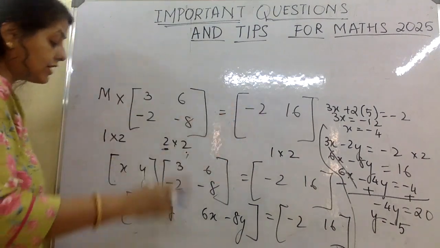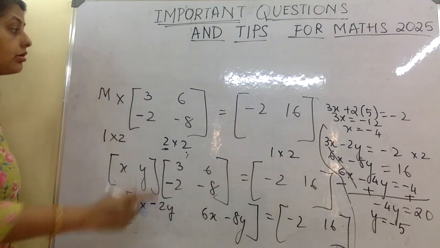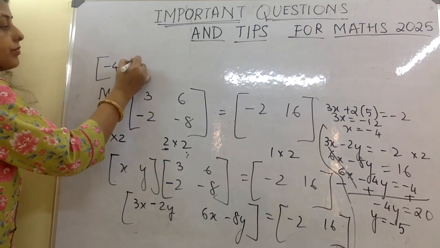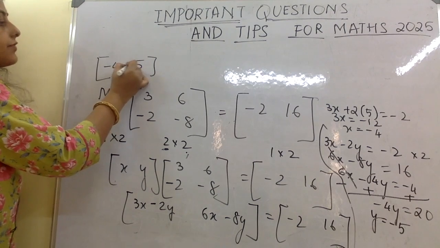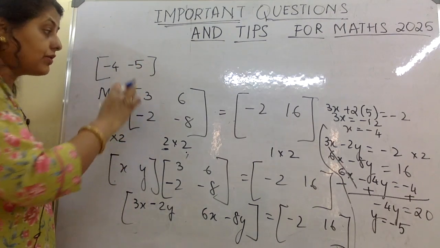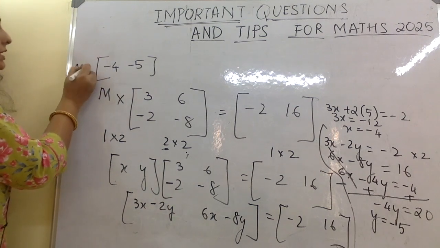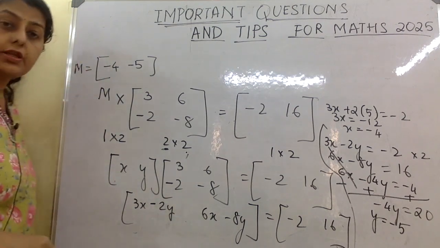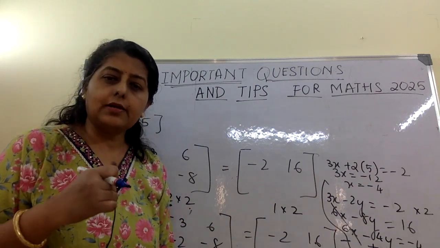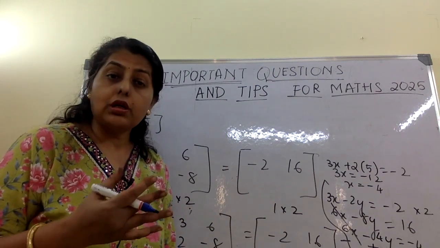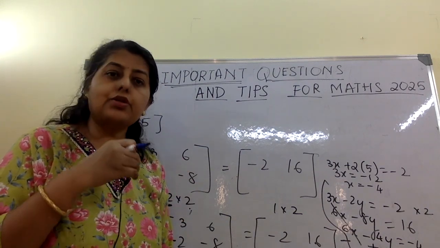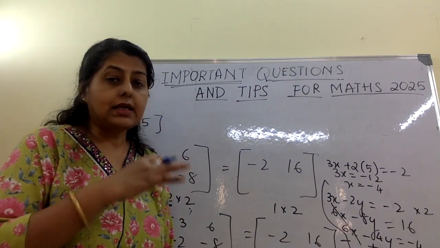So don't leave it like that. I've got my x and y, but the final answer should look like this. It should be minus 4, minus 5 as your final answer. You have to give them M is equal to, write that. They'll be very happy. So those were few of the things that generally go wrong. I have tried to bring those things and remind you of all of these things, but that is not the end.